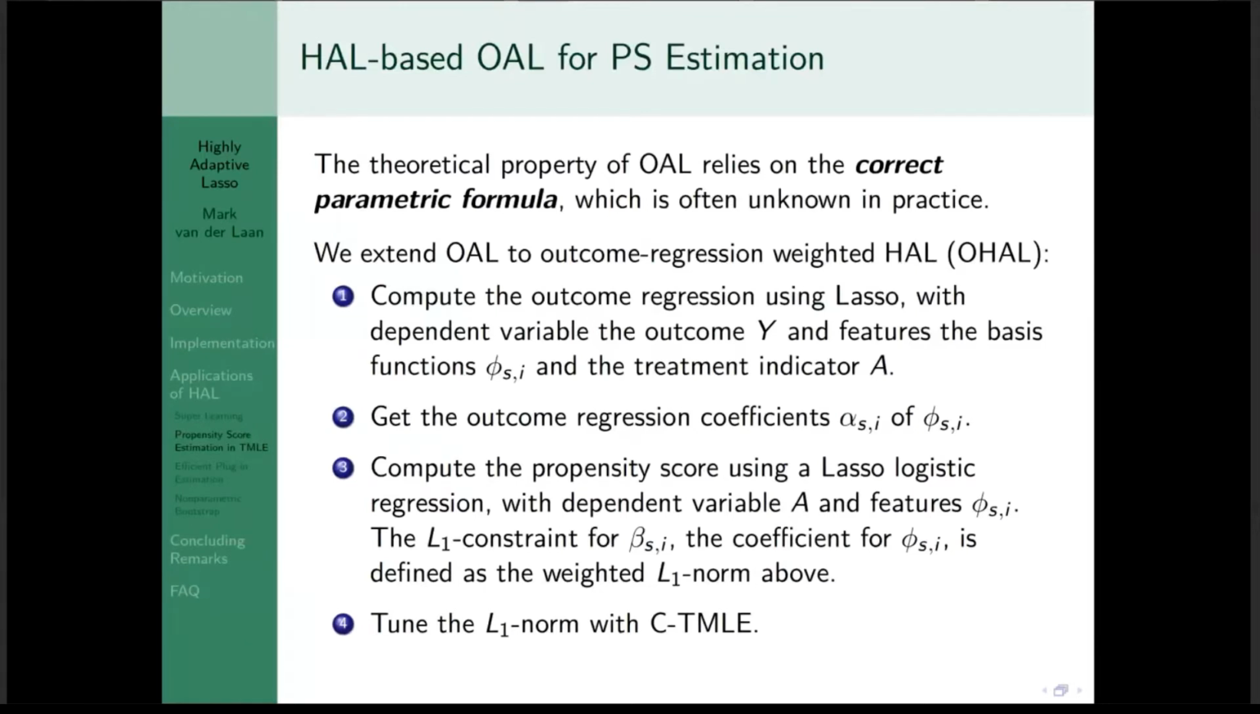And then you can still use the weighting of the L1 norm. And then you fit again a highly adaptive lasso, but now for the propensity score, again only including the basis functions which made it. And then you can still tune the L1 norm for the outcome regression. If you make that larger, you would have included more. And you can make that a final important tuning parameter. And that can itself be nicely tuned with our collaborative targeted maximum likelihood procedures we have developed.